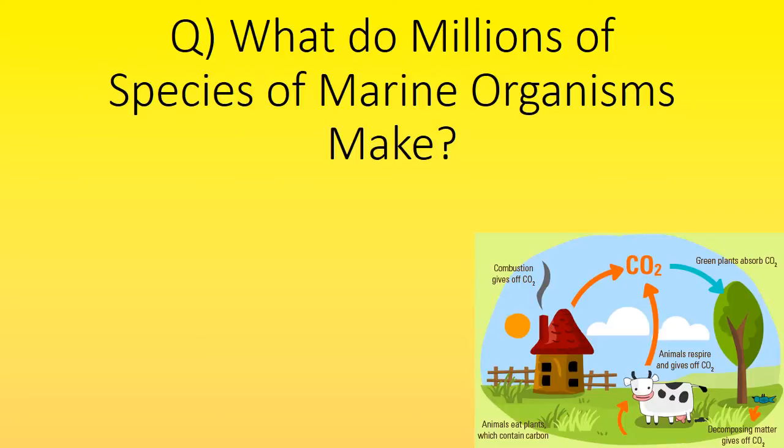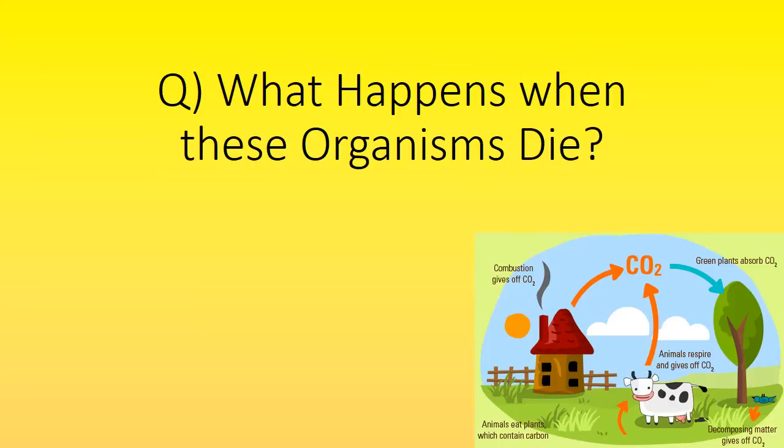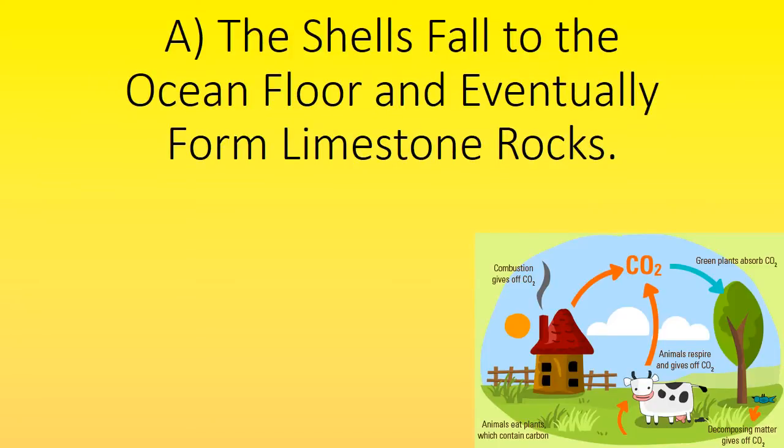What do millions of species of marine organisms make? Shells made of carbonates. What happens when these organisms die? The shells fall to the ocean floor and eventually form limestone rock.